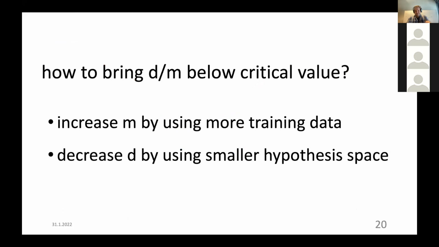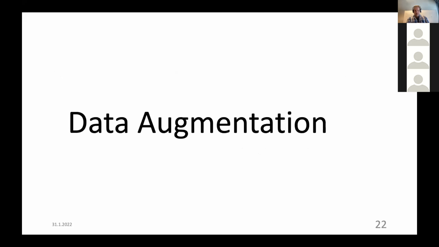So how can you do this? Well, there are 2 options, 2 complementary approaches. The first approach might look more intuitive. Use more training data. So increase the number of data points by using more training data. The second approach is somewhat equivalent to the first, but the tuning knob is not the data, but the model. Decrease the effective dimension of the model, make the model smaller. So use a smaller hypothesis space.